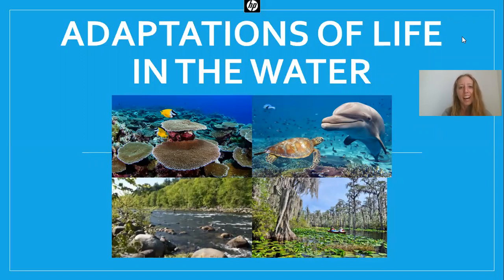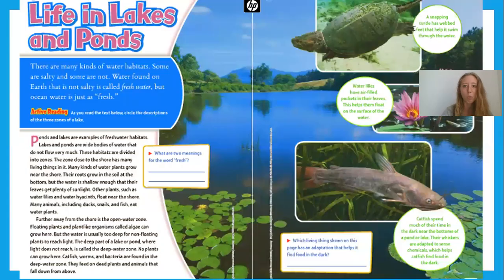So we're going to talk about how on Earth life may have started and how organisms have adapted to living in aquatic environments. Okay. So what is an aquatic environment? An aquatic environment is anything that is in the water. So today we're going to be talking about organisms that live in the water.